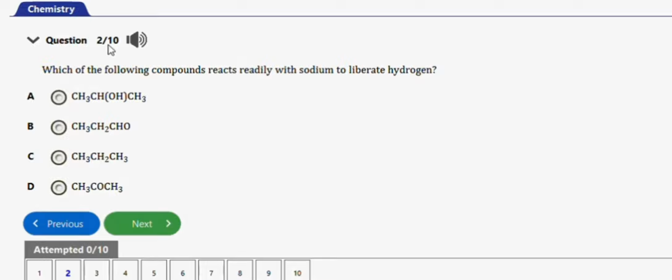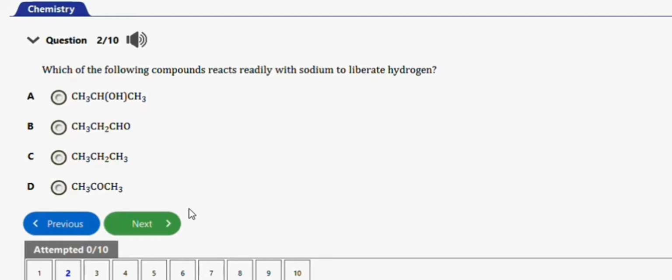The next repeated question will be this one. It says, which of the following compounds reacts readily with sodium to liberate hydrogen? So the one will be this option A. Right, that has OH group in it. So that is for this question.